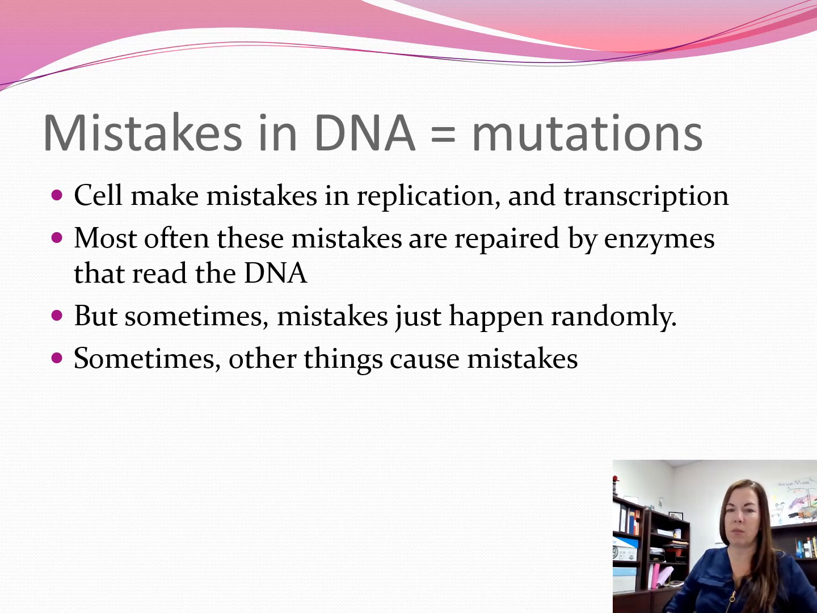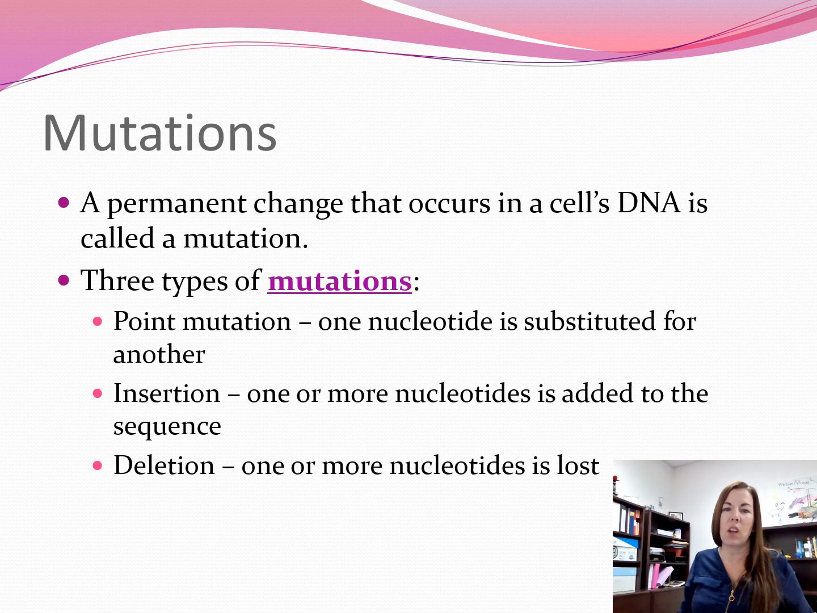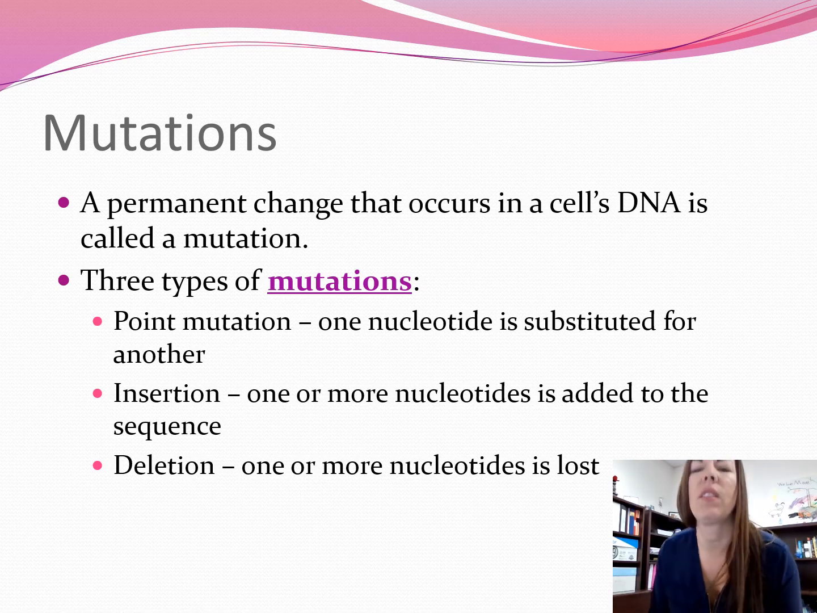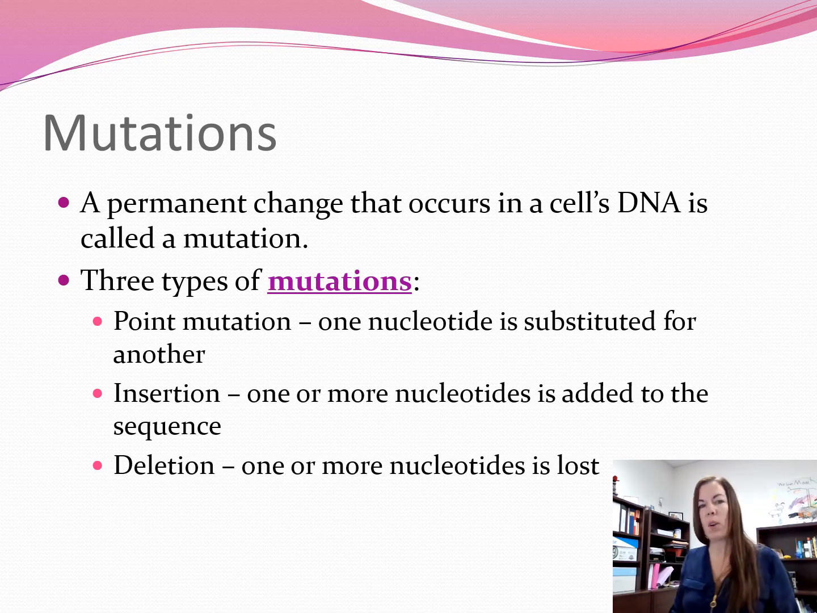Sometimes it's going to be random. Sometimes there can be external things that cause mutations. But a permanent change in a cell's DNA is a mutation. So there's point mutation, where one nucleotide gets substituted for the other. There's insertion, where you can have one or more nucleotides added to the sequence. There's deletion, where one or more nucleotides are lost.